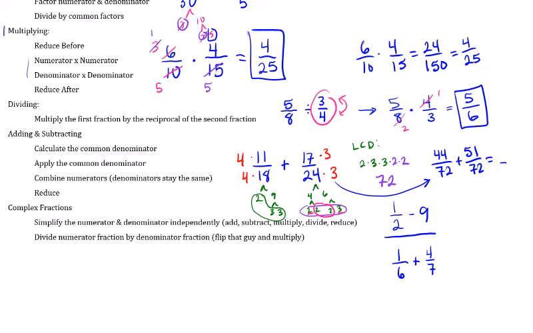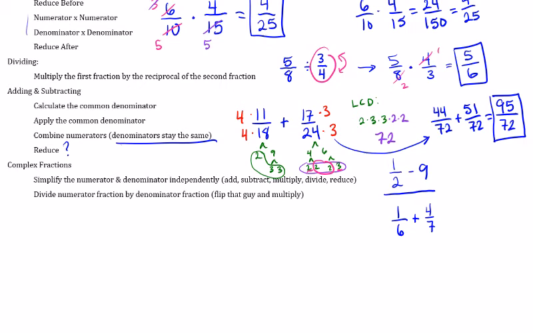Remember, we keep the denominator the same and we just combine the numerators. So denominators stay the same when we add and subtract, and then we combine the numerators either by adding or subtracting depending on the signs. So 44 plus 51 is 95, and then you check to see if you can reduce any more. In this case we cannot. There are no common factors between 95 and 72, at least not bigger than 1. So that's how we add and subtract: find common denominators, apply them, combine the numerators, and then if you can, at the end, see if you can reduce.